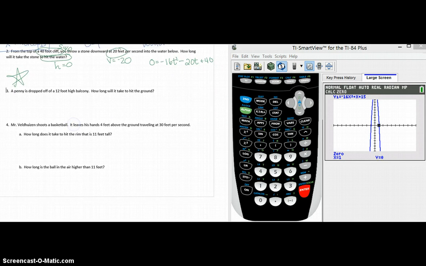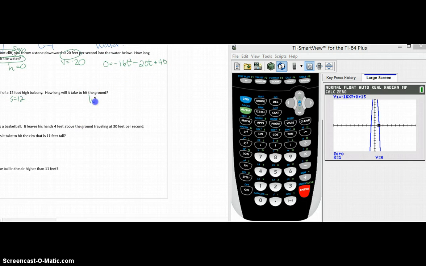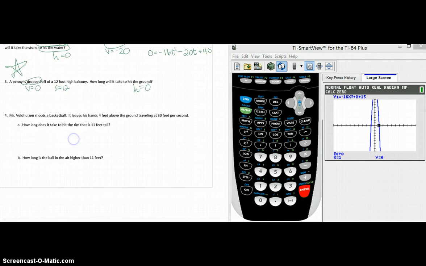Okay, number 3, a penny is dropped. That means that your initial velocity is 0, off of a 12-foot high balcony. So your starting height is 12. And how long will it take to hit the ground? Your ending height is 0. So 0 equals negative 16t squared plus 0t. So we don't even need that because your velocity is 0. So plus 12. Okay, so go ahead and type that into your y equals and find your x-intercept.